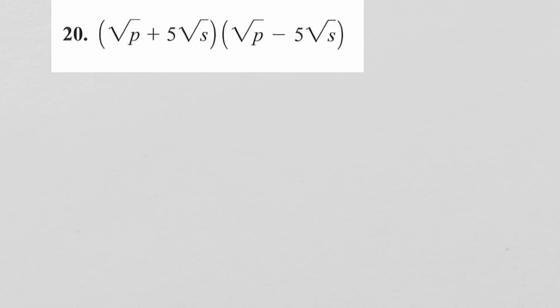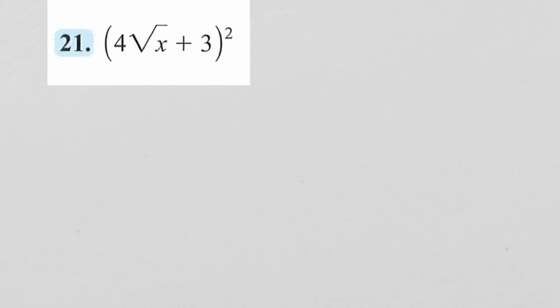Okay, these binomials are conjugate pairs. They're identical with opposite signs. So whenever you multiply conjugate pairs, you square the first item and get p, and it's always a minus, and then you square the second item. Now when you square this, you have to square this, and you have to square this. The square of this is 25. The square of this is s, so that's 25s. Those are not like terms. You can't continue.